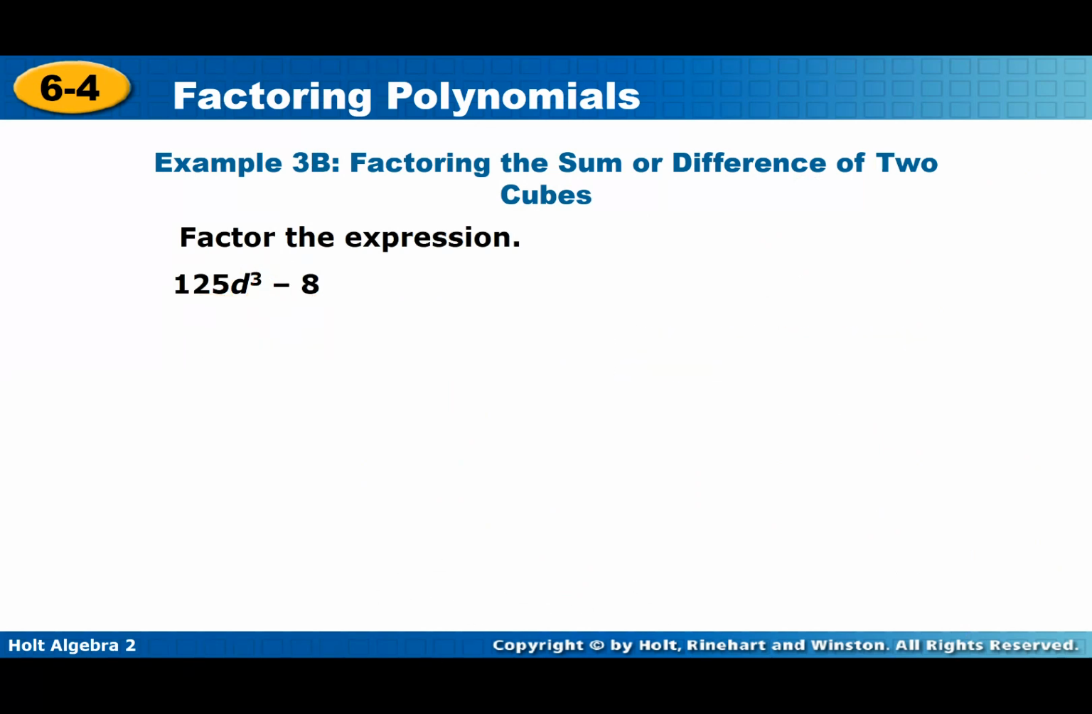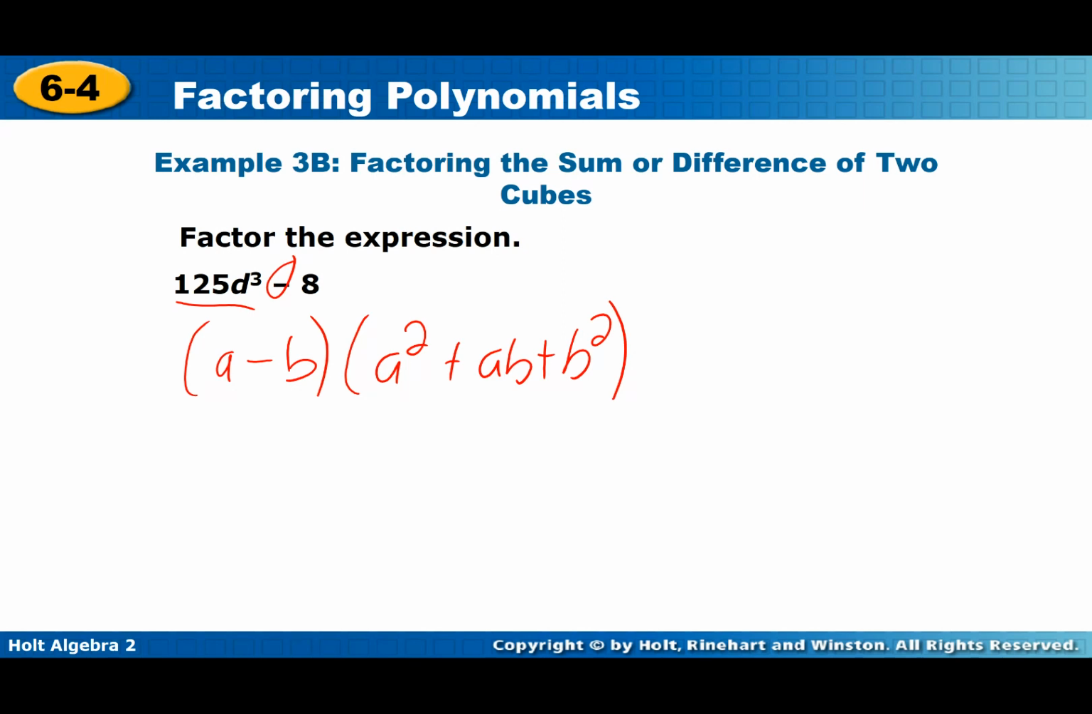So as far as a and b go, well, let me write down the formula. I know it's difference of cubes since it's minus. So difference of cubes is a minus b, and then a squared plus ab plus b squared. But a comes from the cube root of 125d to the third. So the cube root of 125 is 5. And the cube root of d to the third is just d, right? Just like x to the third in the last example was just x. D to the third, its cube root is just d. So 5d is going to act as a. So I'm going to plug in 5d wherever I see a.